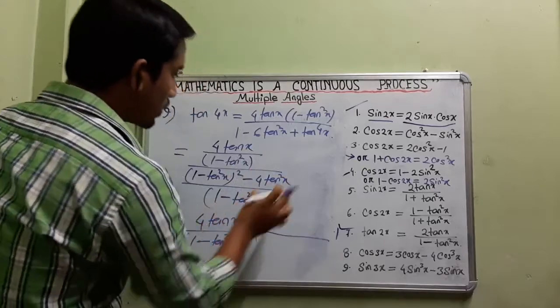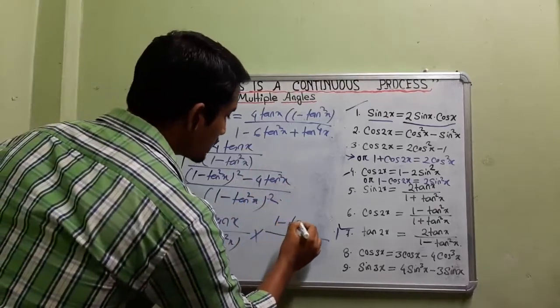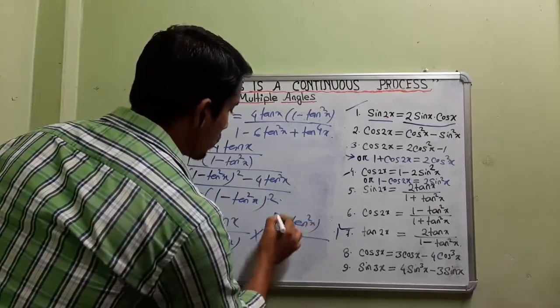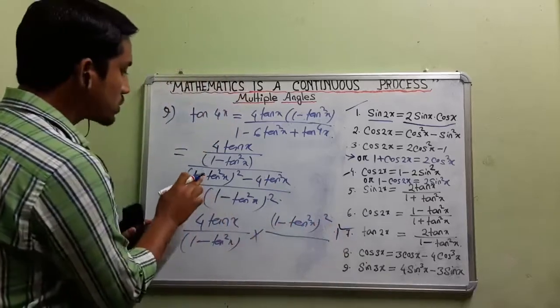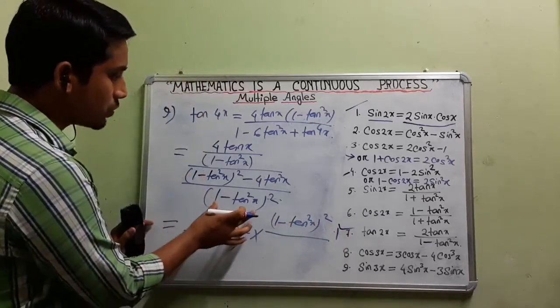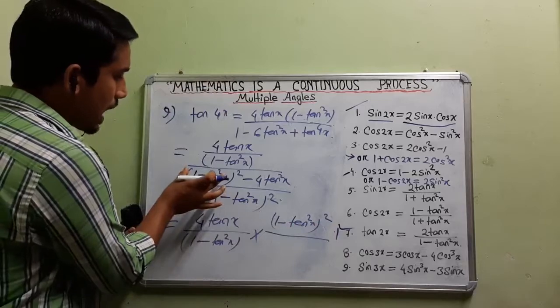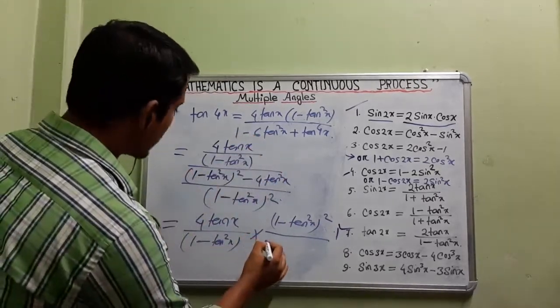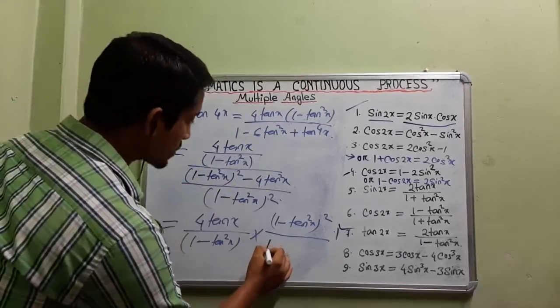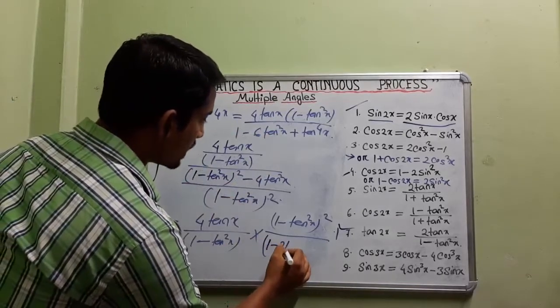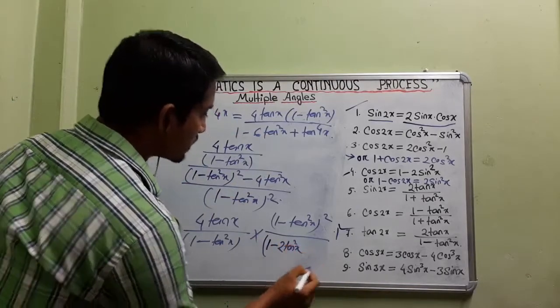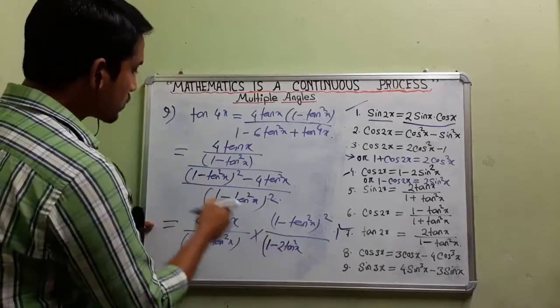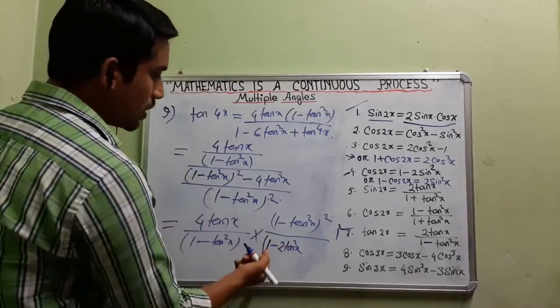Okay, this part will go to the numerator, that is (1 minus tan² x) whole square divided by this whole square. You are supposed to break it. I have not broken this denominator. I am breaking the numerator because we need to get this kind of form. So if I break that one, it will be (a minus b) whole square, that means a square minus 2ab, that means 2 tan² x, 2ab, 2 tan² x into 1.